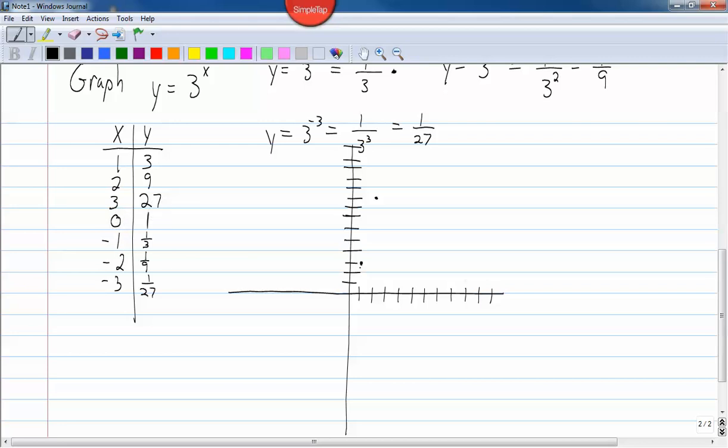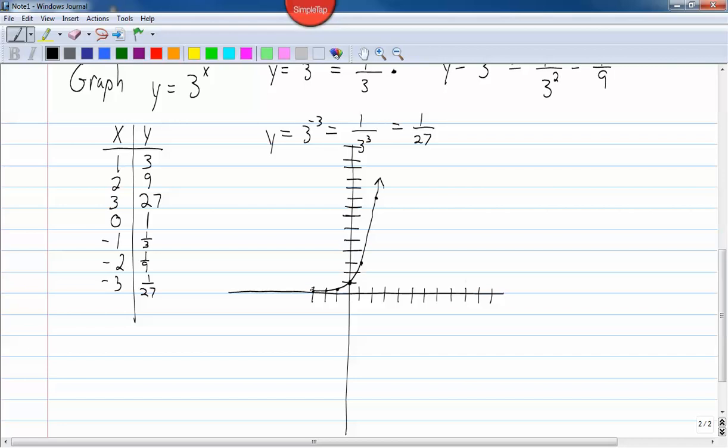And then it's going to be really hard to graph these too. 0, 1 is easy to graph, 0, 1. But then these others, -1, 1/3, it's just really hard to graph 1/3 here. That would be about right here. And then -2, 1/9. I mean, that's almost at 0 on the y. And then -3, 1/27. I mean, that's just impossible to graph, really, unless I zoom in my graph. So what happens? This thing takes off pretty quick.